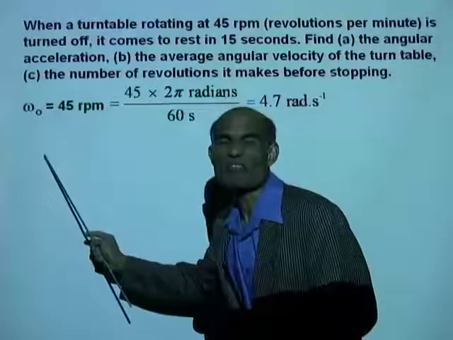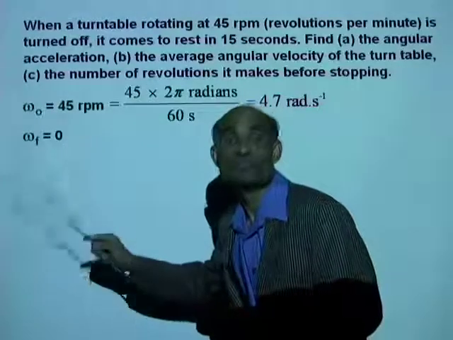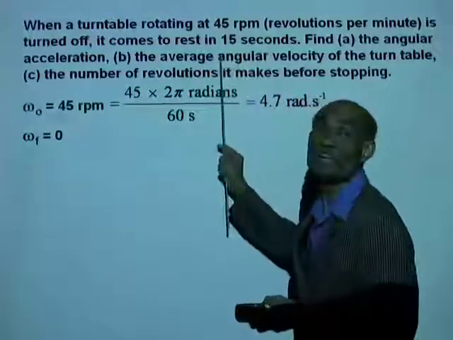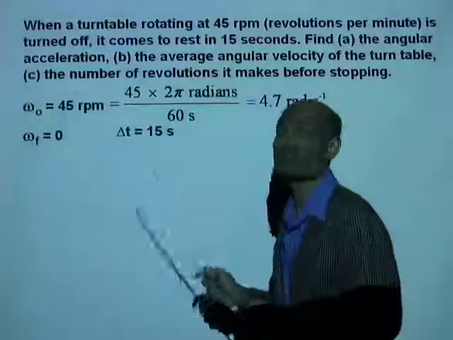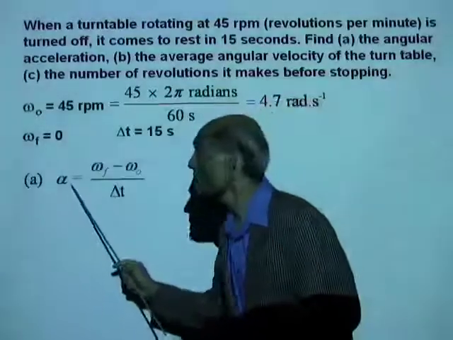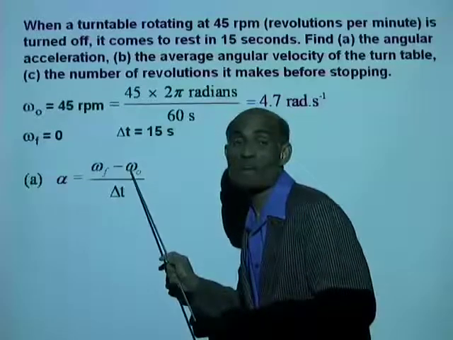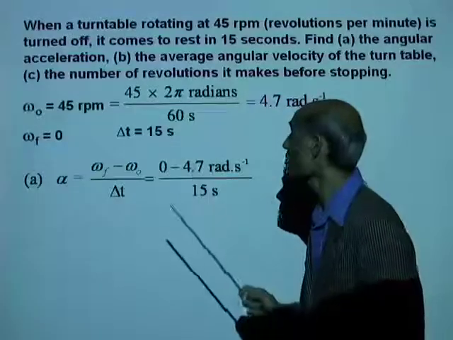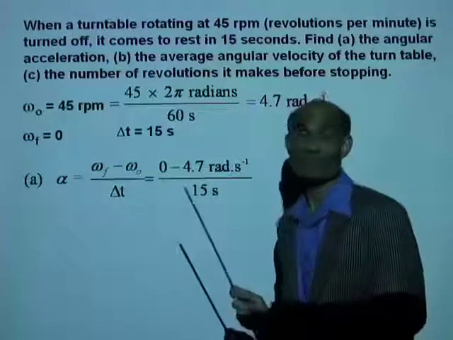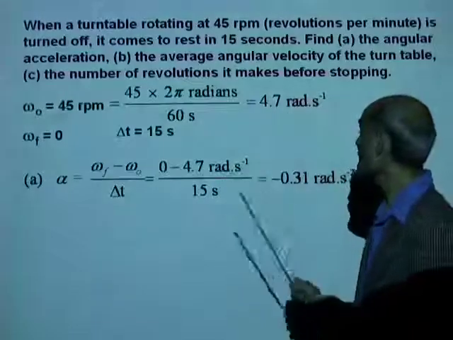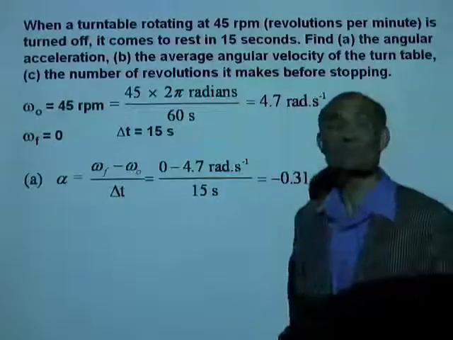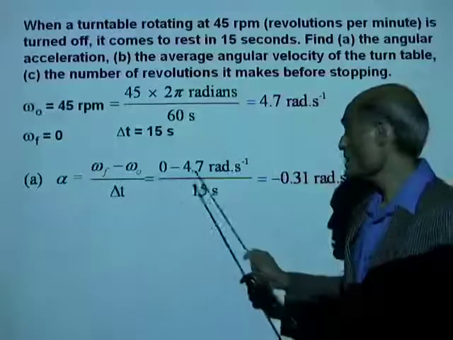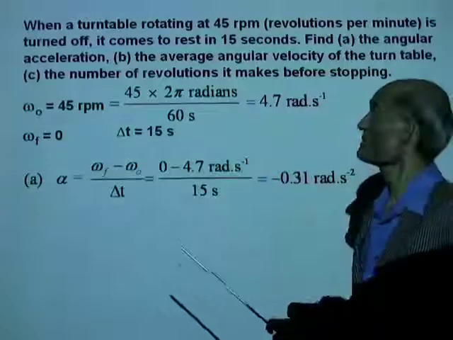And what's omega f? What is the final angular velocity? It is 0. It is brought to a stop. And it happened in a time t equal to 15 seconds. Therefore, angular acceleration is omega f minus omega 0 divided by delta t. That is 0 minus 4.7 radian divided by 15 seconds. That is negative 0.31 radian per second squared. When a rotating disk comes to a stop, its angular acceleration is negative.